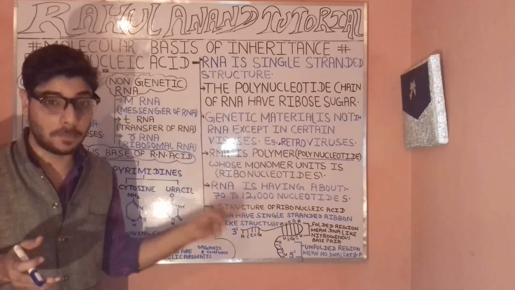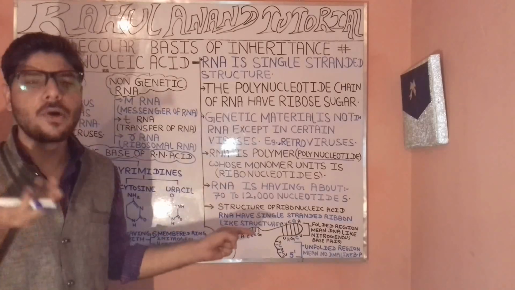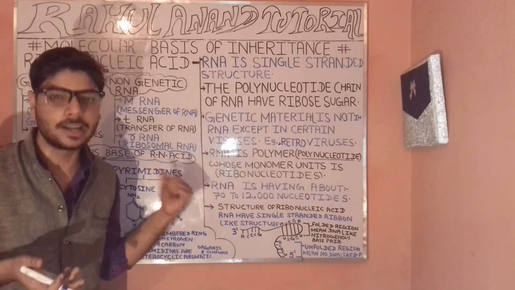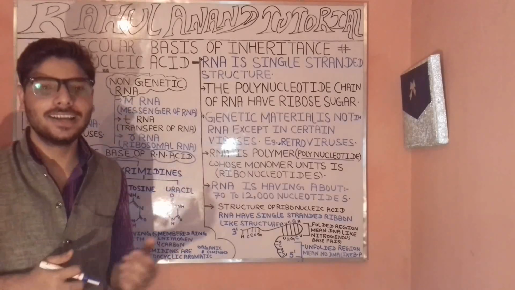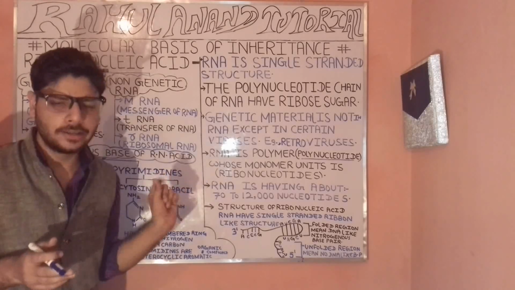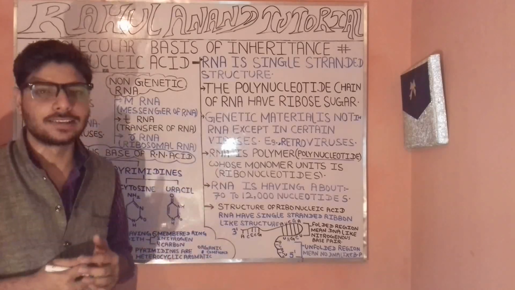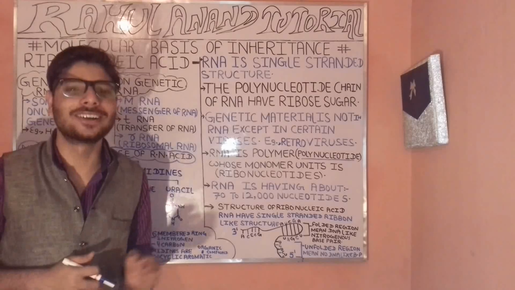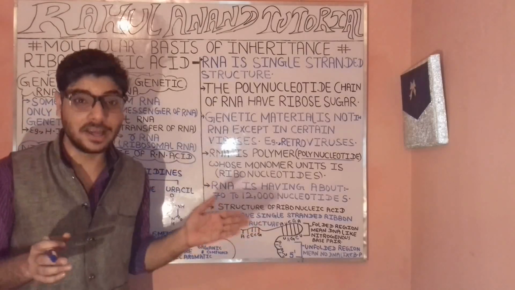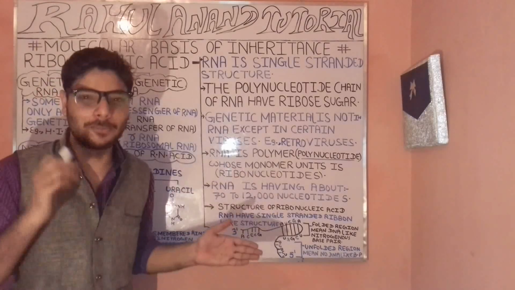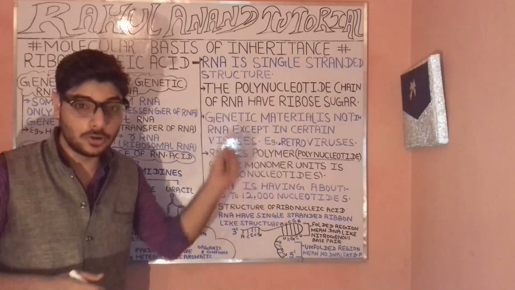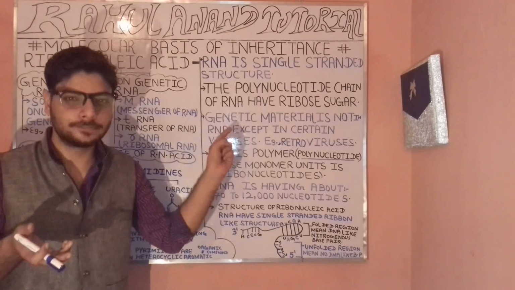We have understood the demonstration of the structure, as well as the nitrogenous bases present in RNA. These are adenine, guanine, cytosine, as well as uracil. So I hope you have got the concept of the ribose nucleic acid. It comes from the chapter of your book called molecular basis of inheritance.